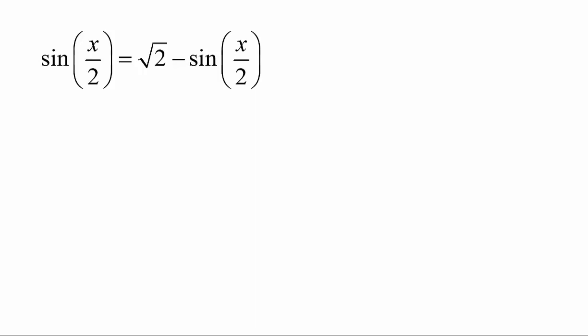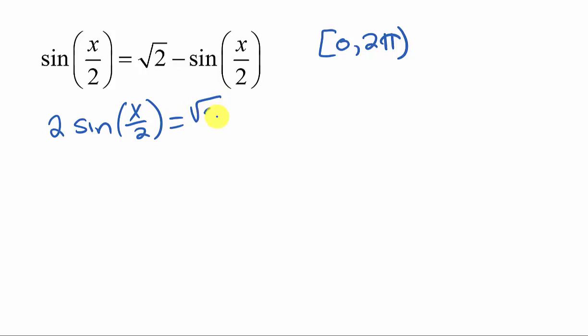Here we have a trig equation to solve, and it didn't say it, but it should be finding solutions on the interval from 0 to 2 pi. So the first thing I'm going to do is combine the trig functions. I'm going to add sine of x over 2 to both sides, and that will give me 2 sine x over 2 equals square root of 2.